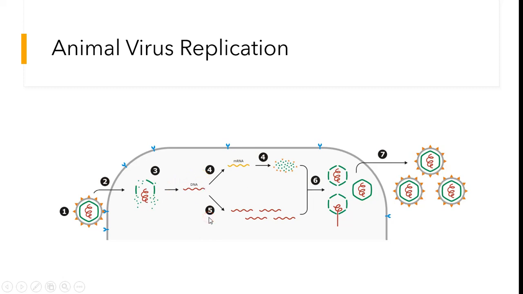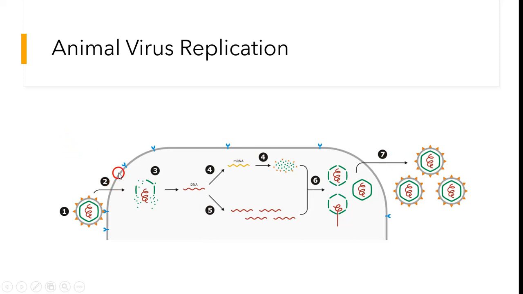Then step 4 and step 5, this is synthesizing proteins and replicating the genetic material. Synthesizing proteins is going to occur in the ribosomes, but the replication of the genetic material will vary. If it is an RNA virus, that's going to occur in the cytoplasm. If it's a DNA virus, it's going to occur in the nucleus. Once we finish synthesizing the capsomere proteins to make the capsid and replicating the genetic material, then step 6 was assembly, and you had to put those together. Once you put them together, then they have to get out, and step 7 is release.